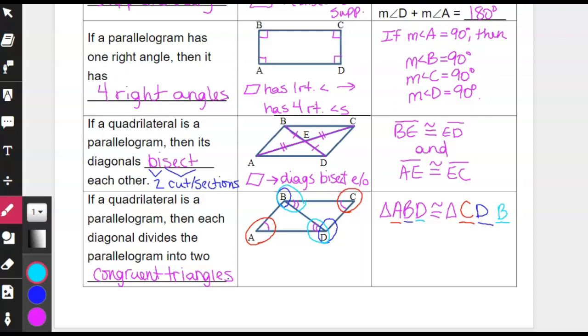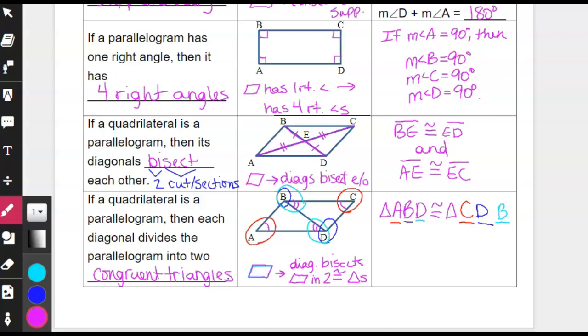So the shortened version of this is: if a quadrilateral is a parallelogram, then each diagonal bisects the parallelogram into two congruent triangles. Basically just a whole bunch of symbols thrown in there in substitution for the words.